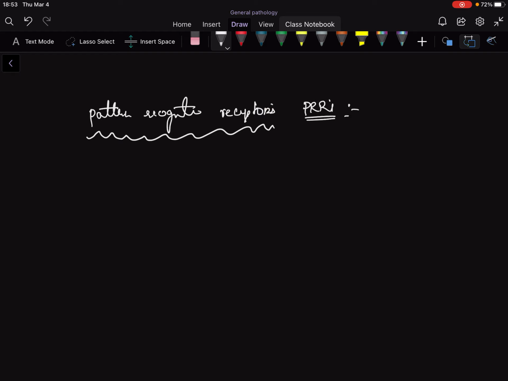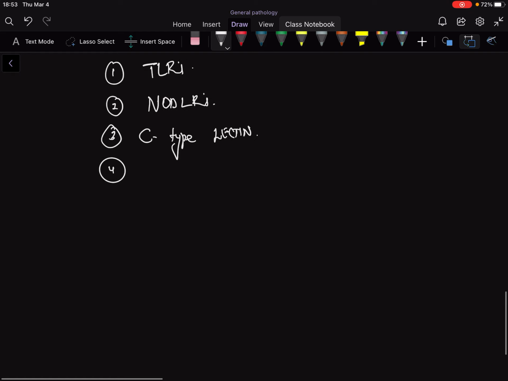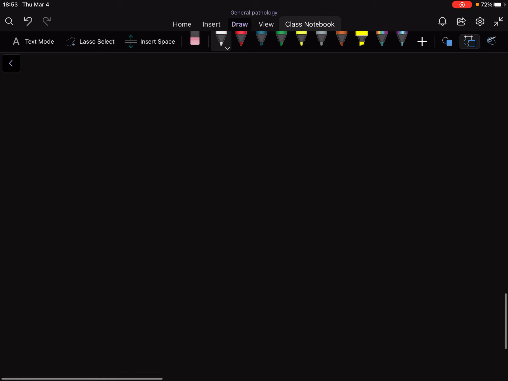There are mainly four types. One is toll-like receptors, the second one is NOD-like receptors, the third one is C-type lectin receptors, and the fourth one is RIG-like receptors. Okay, so these are the four types of receptors. I will discuss each one of them.